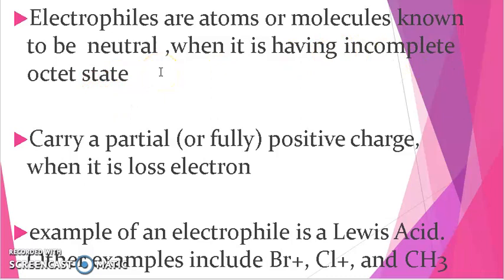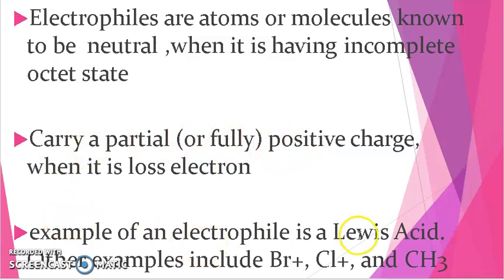Whether it has 7 or 6 electrons, it needs 2 electrons for 6, or 1 electron for 7, to complete the octet state. So these are the examples, right? Usually it carries a partial or fully positive charge when it has lost an electron. When it loses an electron, it will carry a fully, or otherwise partially, positive charge, correct?